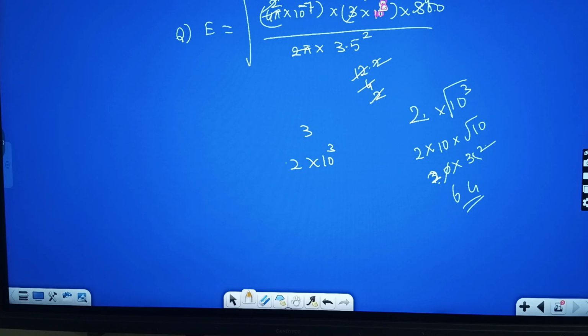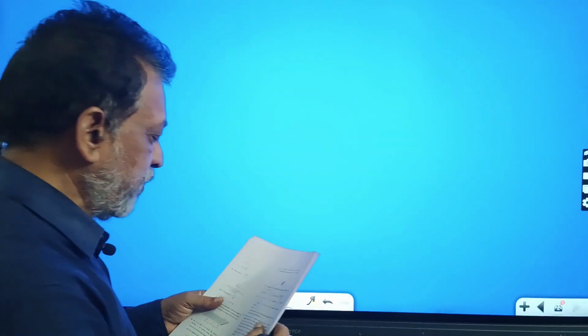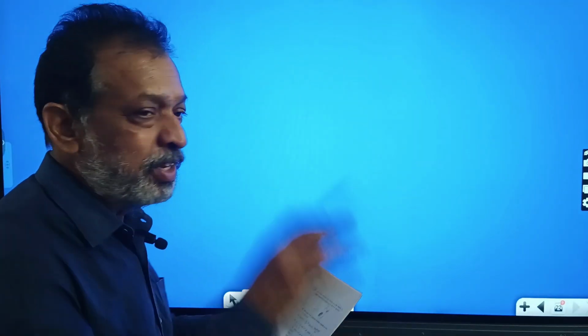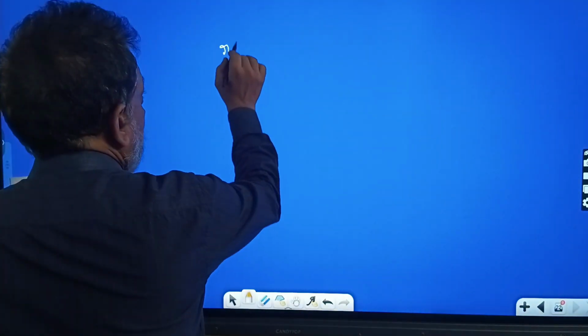Do this value. So what are the values? I want simplification. Whether you are in 11th standard or 12th standard or 10th class or 8th class, I don't bother about it. You have to do the calculation fast, that's all. So once the calculation is easy for all of you.